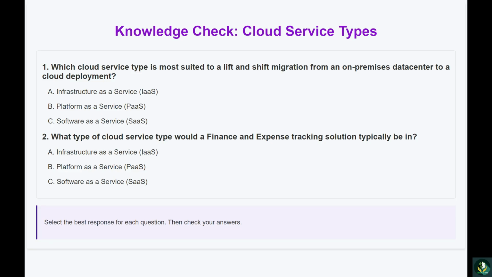Understanding these answers helps clarify the practical applications of different cloud service types. IaaS offers the flexibility needed for migrations, while SaaS provides turnkey solutions for specific business needs, like finance and expense tracking.